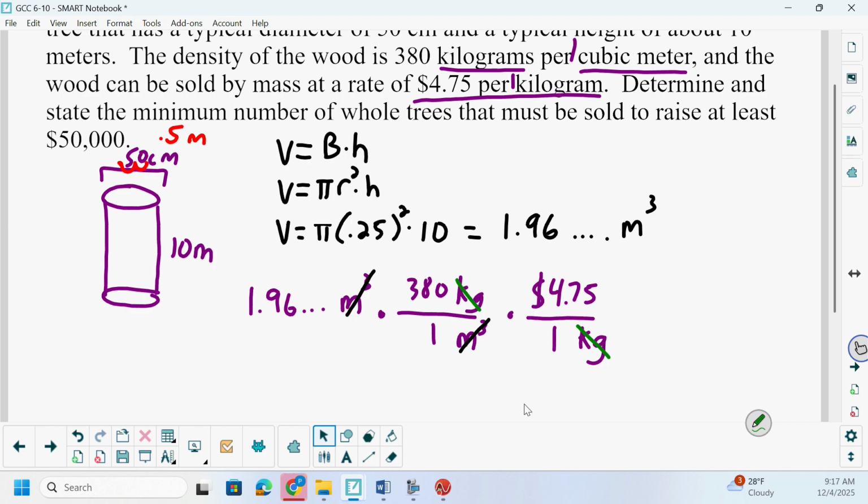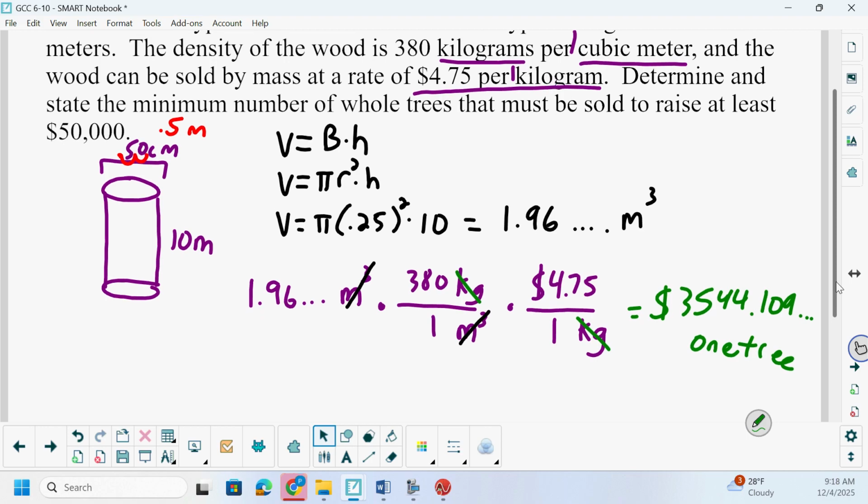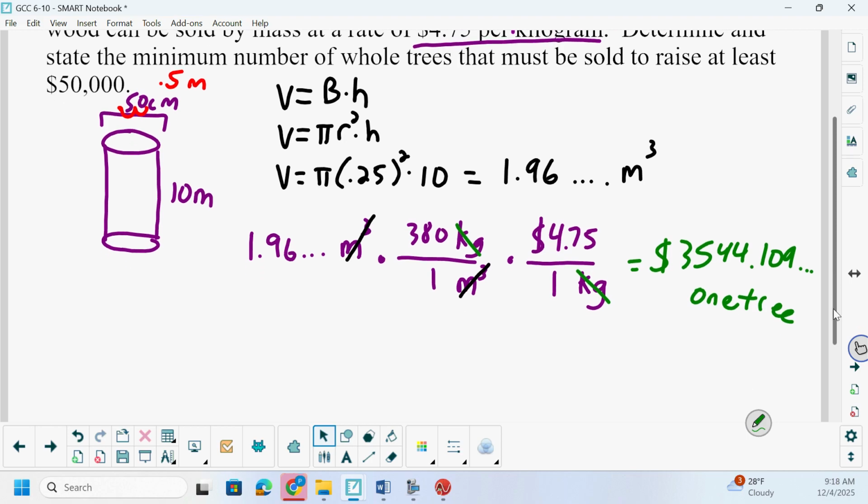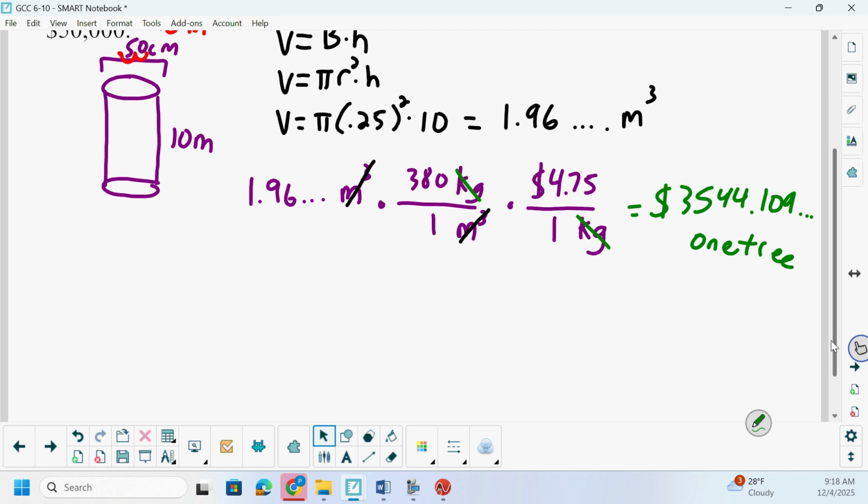So we get a dollars amount, we got 3544.109 dot dot dot. This is the cost of one tree. And we want to know how many trees for $50,000 to be raised. So we're going to take 50,000 and divide it by the answer we just got, the 3544.109 dot dot dot.